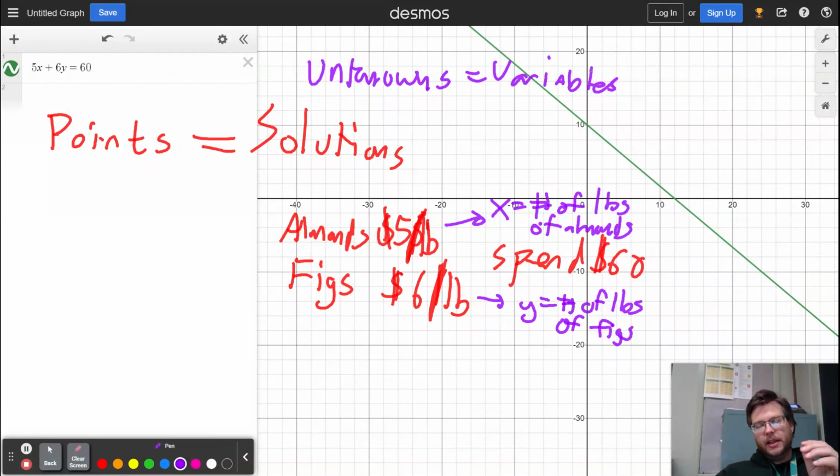The second thing I want you to take away is that the points on the line are the solutions. And it takes two numbers to be one solution. It is not a solution to this problem to say 10 figs. You have to tell me 0 pounds of almonds and 10 pounds of figs. In other words, the point 0 comma 10. It takes two numbers, but it is one solution.